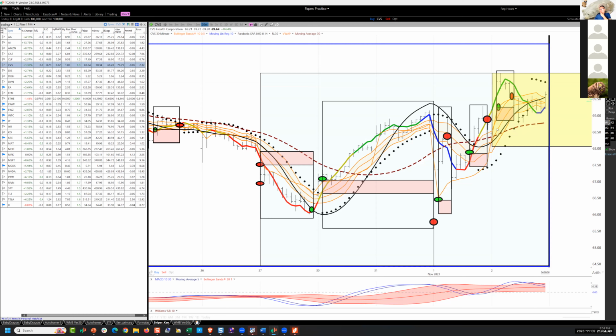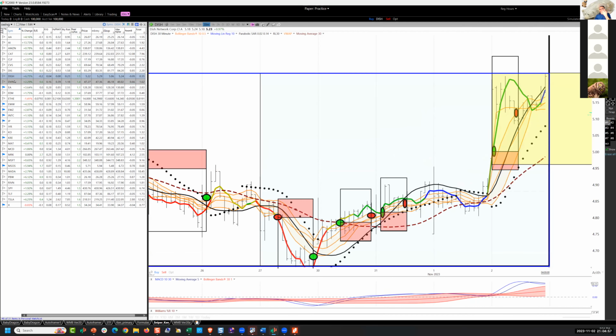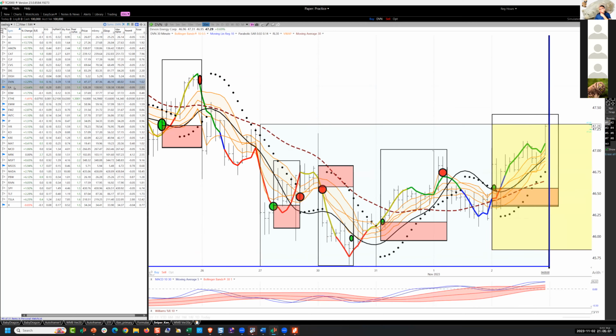This was CVS, was a gap and go. I stayed longer than I had to, but I wanted to give it every chance to make it work. So that was about a half an R. Took the Dragon exit. Disney, 2R, Dragon exit. Dish, 2R, Dragon exit. Stop me if you've heard that before.